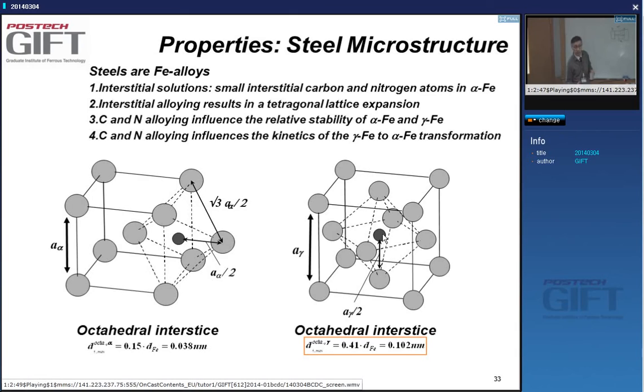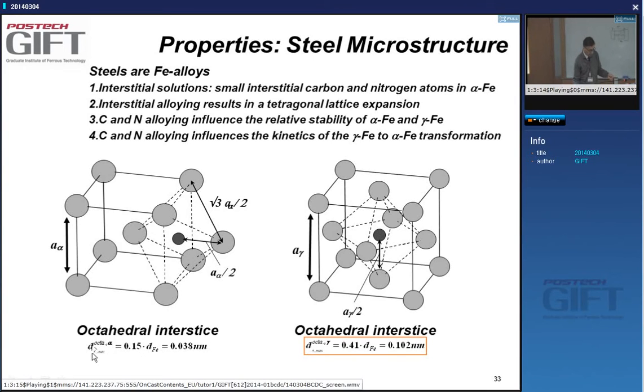Now, it's important for you to realize that the size of the octahedron, the space available here, and the space available here is very different, yes?